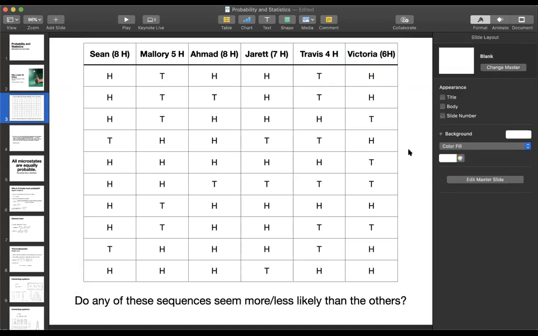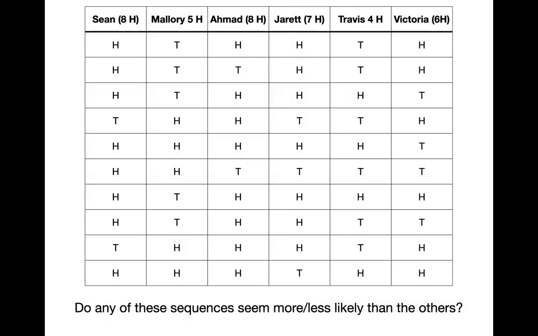All right, so the question that I pose here is, do any of these sequences seem more or less likely than the others? What do you think? I mean, mine seems more likely because I have 8 heads than tails. So more likely means what you would expect. Oh yeah, I would expect heads for any flip I do. Okay, that's a different question.